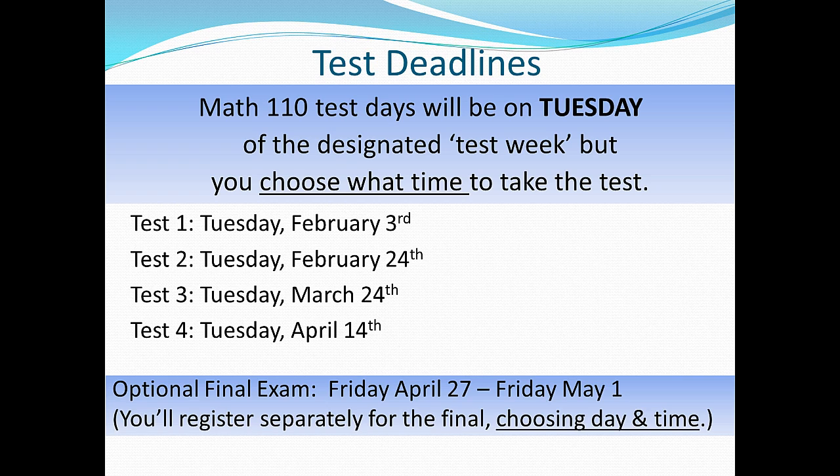There is an optional final at the end of the semester. If you're happy with your grade after you've taken all 4 tests and have your quiz average and homework and attendance all calculated in there, you're done. But if you made a bad grade on test 2, say, or there's something about your grade you're not happy with, you can take the final. It's optional, but you can take it, and that final will replace your lowest test grade. So if you have a 60 on test 2 and it's pulling your average down, then you take the final, maybe get an 85 on it and get rid of that 60. So the final is optional, but it can help you if you're not where you need to be at the end of the semester. And you'll register for that separately.